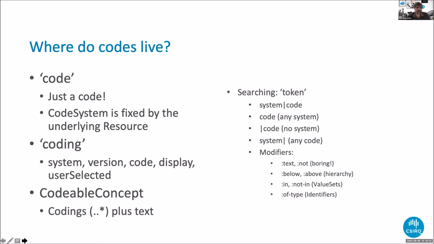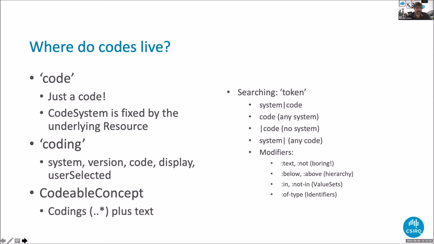In the coding data type, you record the code system, possibly the version of the code system if that's necessary, the code itself, optionally the display text associated with that, and even a boolean to say whether or not this was a user selected code, it's not always user selected. Sometimes it's prescribed by context.